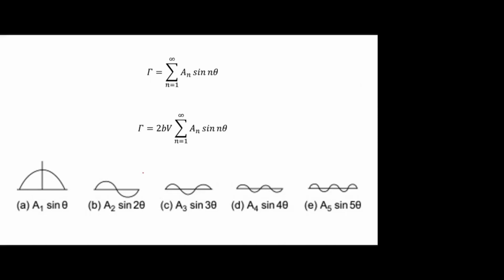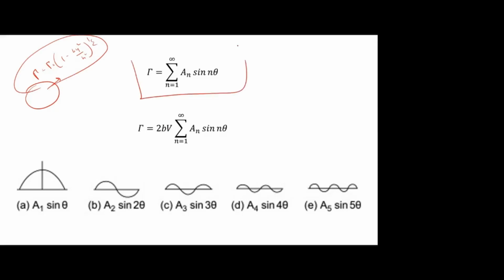Now we are starting the general lift distribution. For elliptical lift distribution, from the ellipse equation we got one equation, that is gamma naught times the square root of 1 minus 4y squared by b squared, or power 1 by 2.